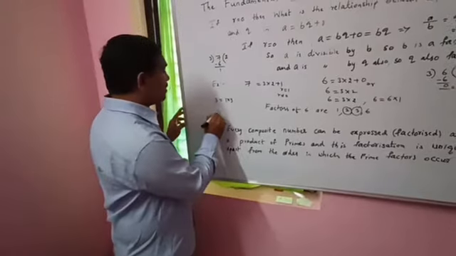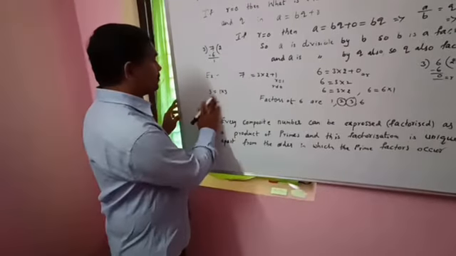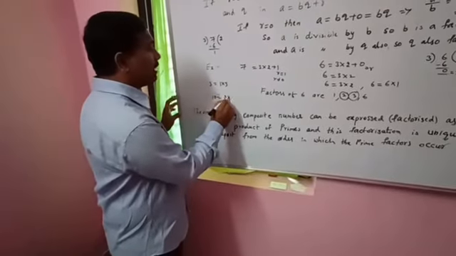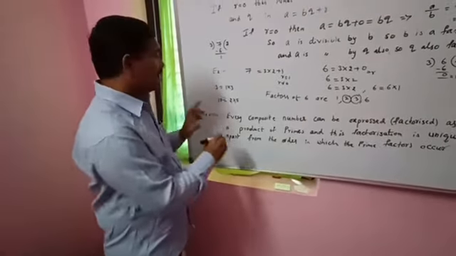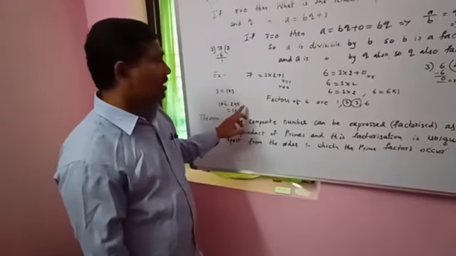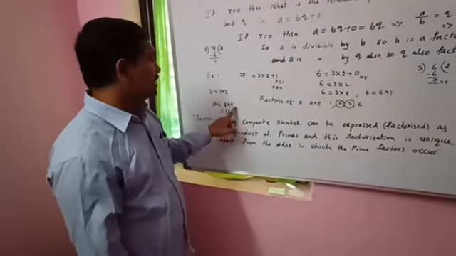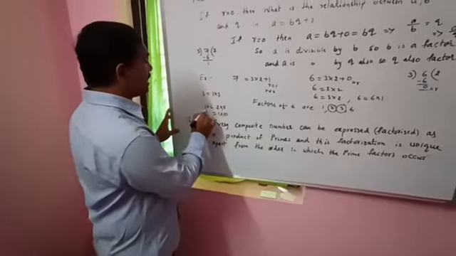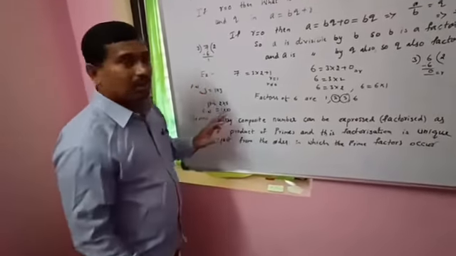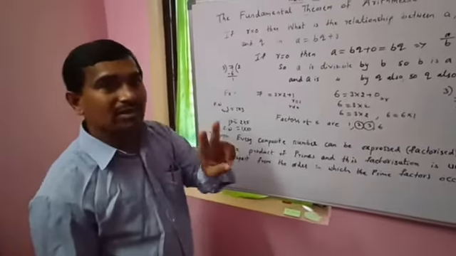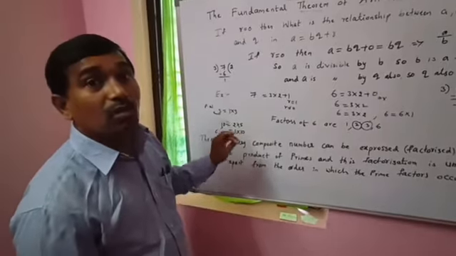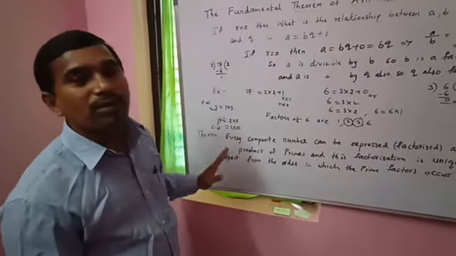If a number, for example 10, is a number, 10 can be written as 2 into 5, and 1 into 10. If a number can be written as product of two numbers other than 1 and itself, that is a composite number. 10 is a composite number. 3 is a prime number. If a number has only two factors, 1 and itself, that is a prime number. If a number has more than two factors, that is a composite number.